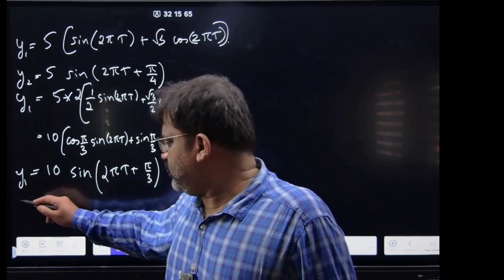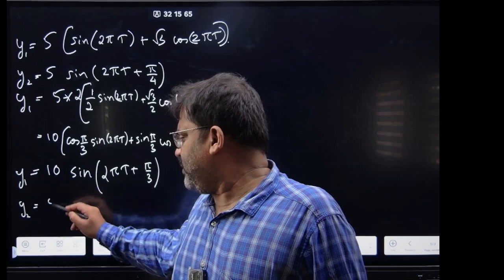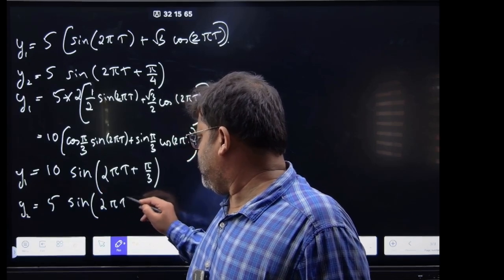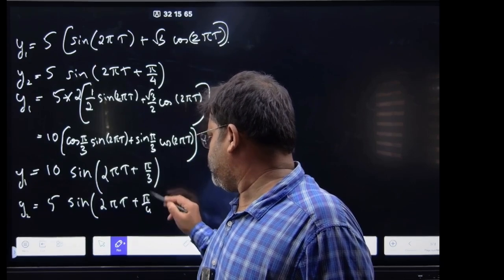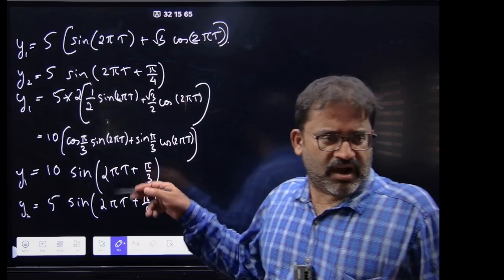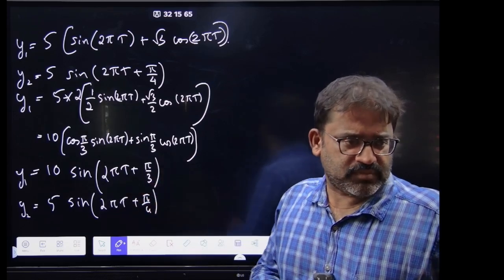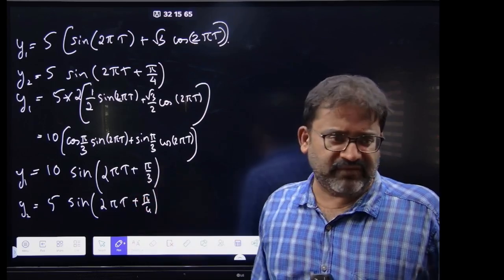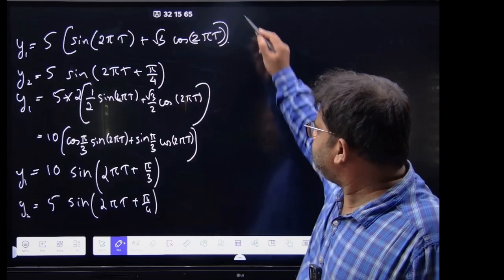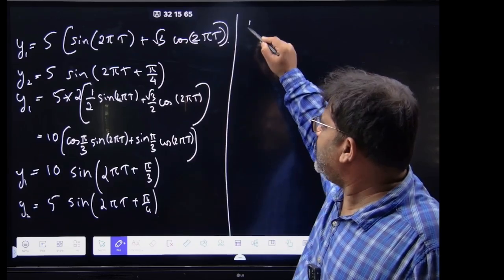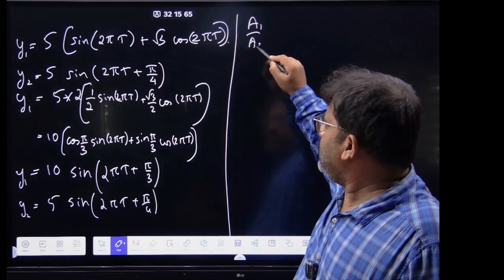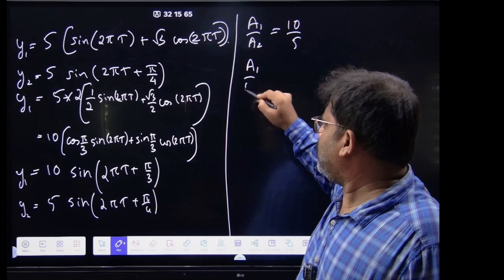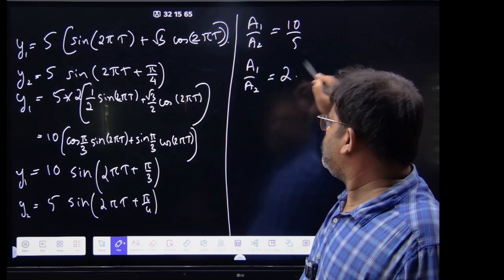Now what is y2 equal to? y2 is equal to 5 times sin(2πt + π/4). Are both similar now? Yes, because we are having 2πt, 2πt. One is π/3, another is π/4. Right? So that means now the amplitude ratio will be A1 by A2 equal to 10 divided by 5. That means A1 by A2 is equal to 2.